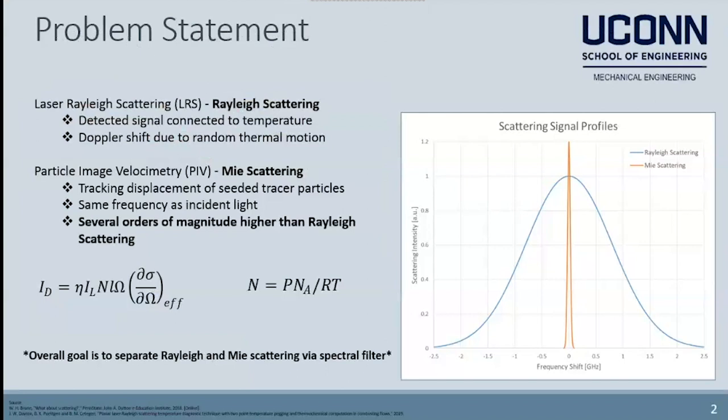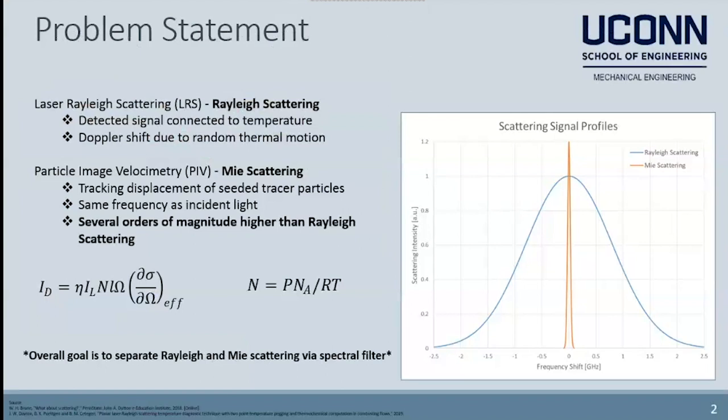Two common techniques used are laser Rayleigh scattering, or LRS, and particle image velocimetry, or PIV. As seen in the equations below, the detected laser Rayleigh scattering intensity measured can be related to the molecular number density, or N. Utilizing the ideal gas law and a constant thermodynamic pressure flow, temperature can be determined.